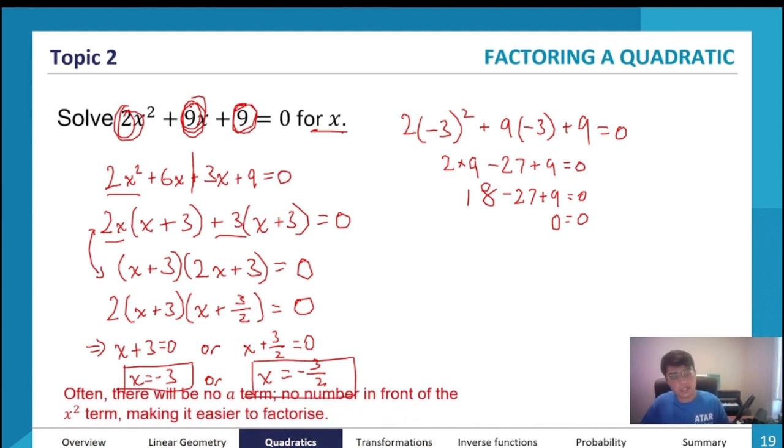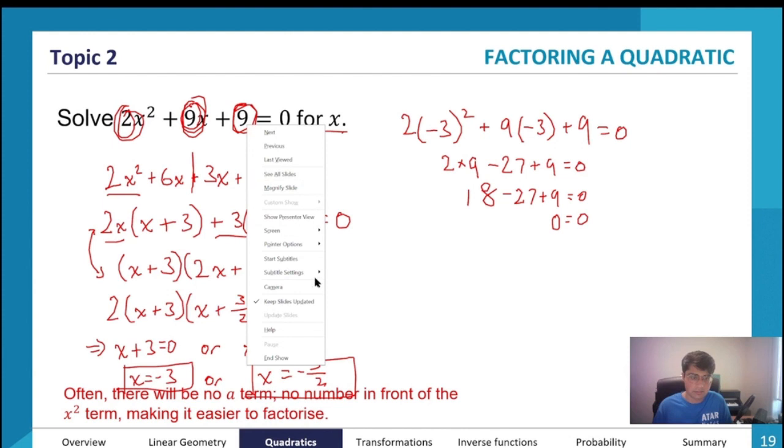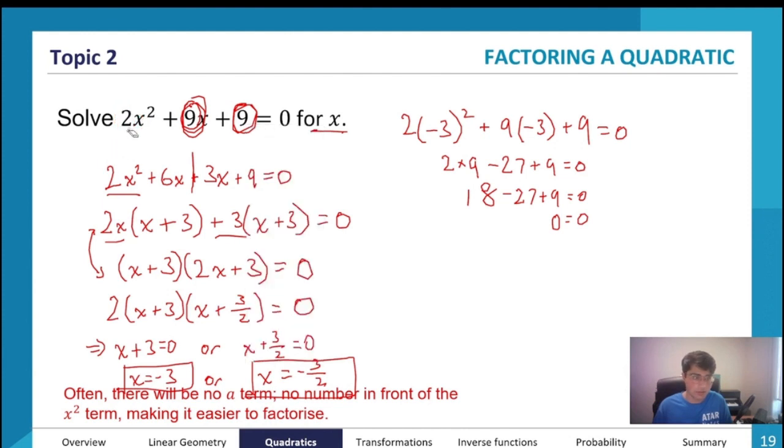All right. Now, I kind of gave a more difficult scenario here, where you have a number in front of the x squared term here. In this case, the number's 2. Often you won't have that number there. So you'll find that when you do the working out, it's going to be easier to convert into factorized form and then find your required values for x.